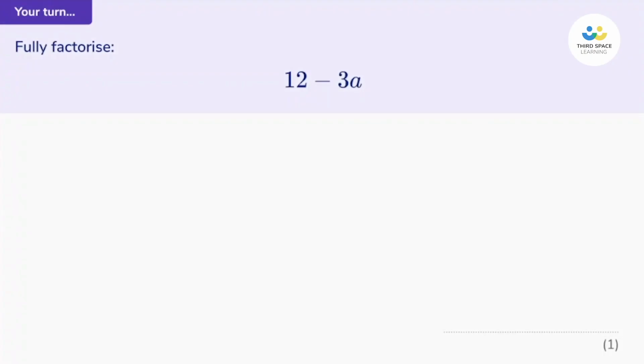Here's another question for you. Have a go, pause the video and see how you get on. So the question says fully factorise 12 take away 3a. Well, we need to first of all think about what the highest common factor of 12 and take away 3 is. Well, that's just going to be 3. So we can write 3 outside of a pair of brackets.